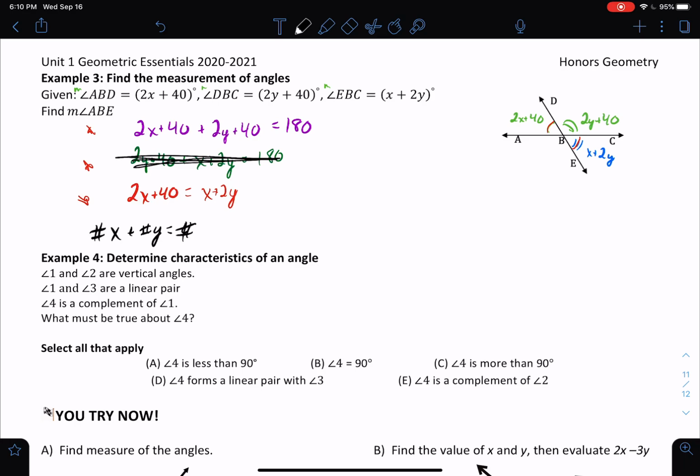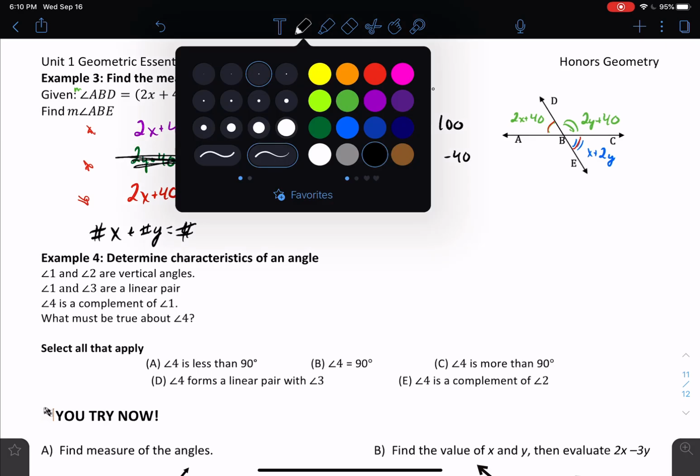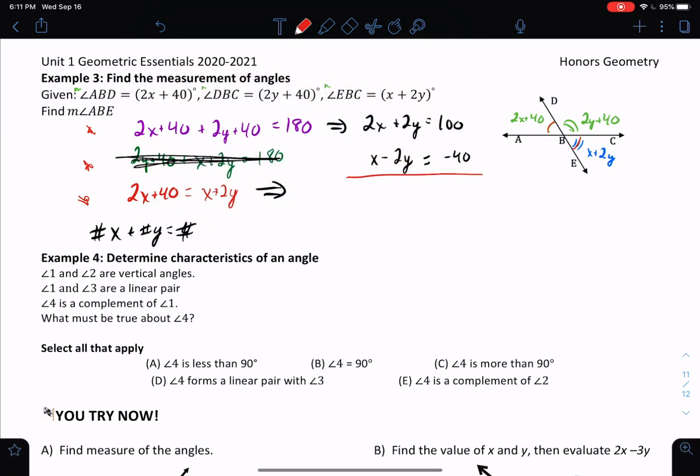Okay, so if I do that, my top equation, after I rewrite it, is going to become 2x plus 2y equals 100. And then the bottom equation, after I rewrite this, is going to become x minus 2y equals negative 40. So from here, it's a system. I already have opposite coefficients on the y's, so I'm going to use elimination. I'm going to eliminate the y's, I'll get 3x equals 60. So x is going to equal 20.